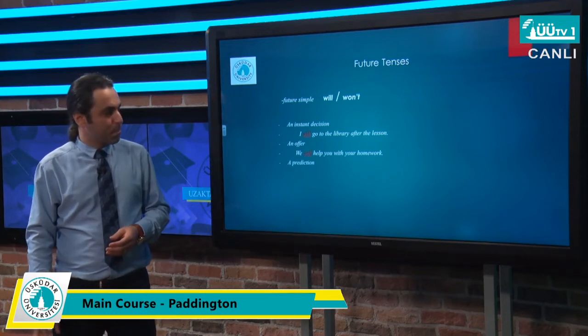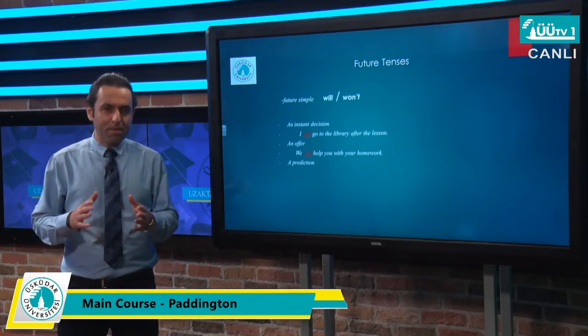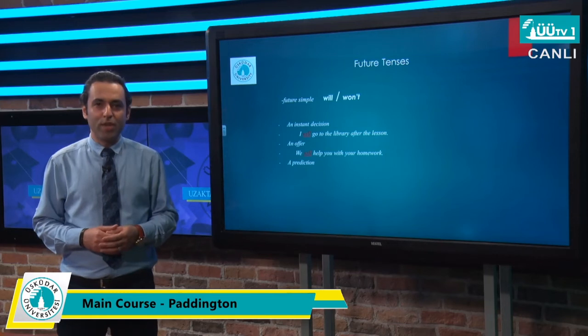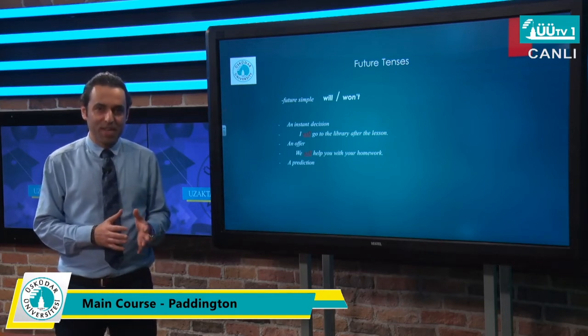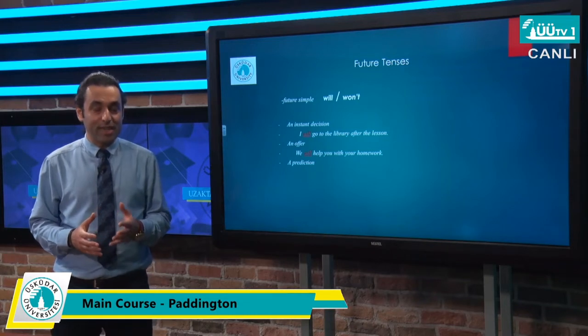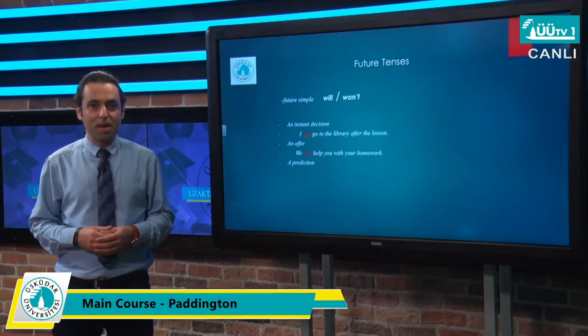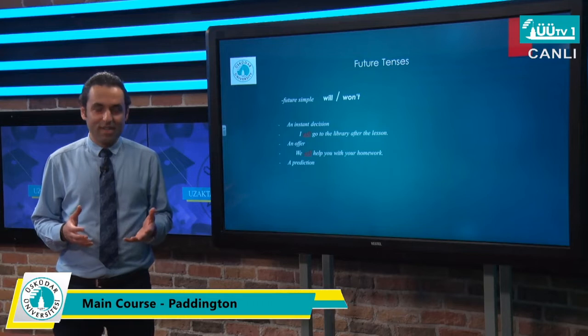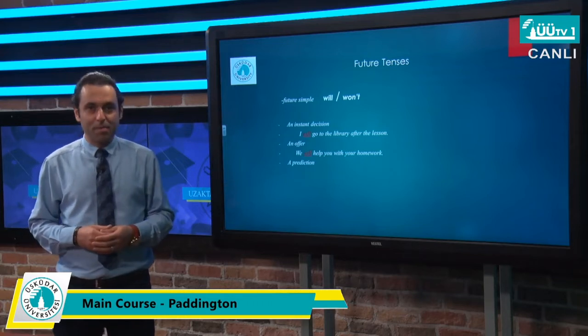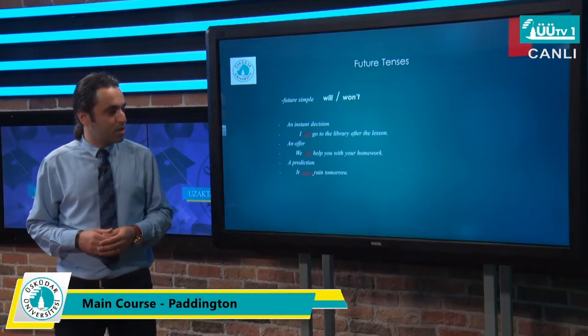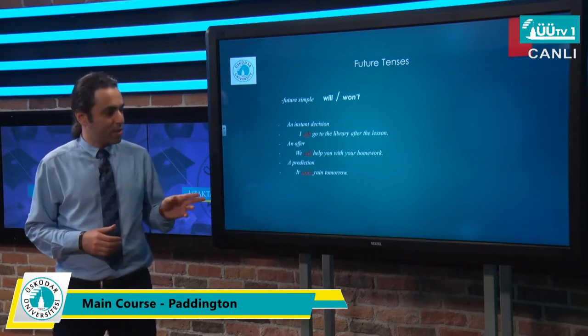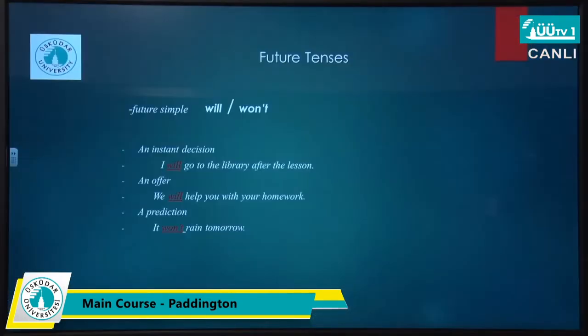The next one is a prediction. I'm pretty sure that you all know whenever we talk about will, prediction always comes first. And when we talk about prediction, the first thing that comes to your mind might be weather. That's why the example that I prepared is related to weather: it won't rain tomorrow. As you can see in this example, we use the negative form of will, which appears as won't.